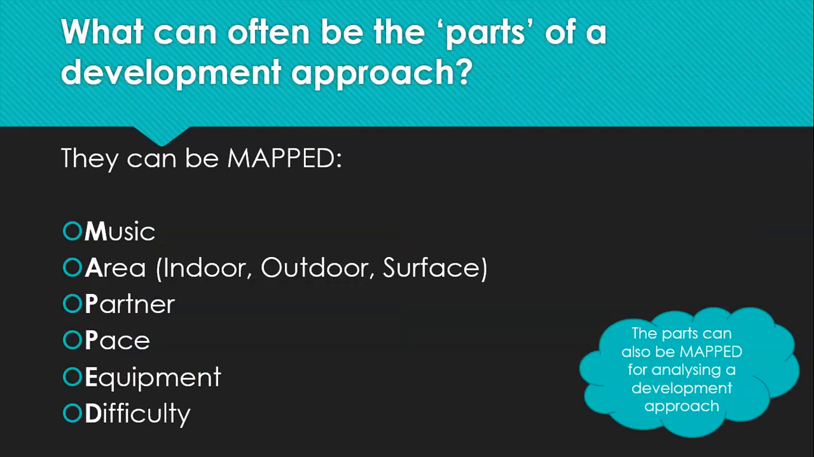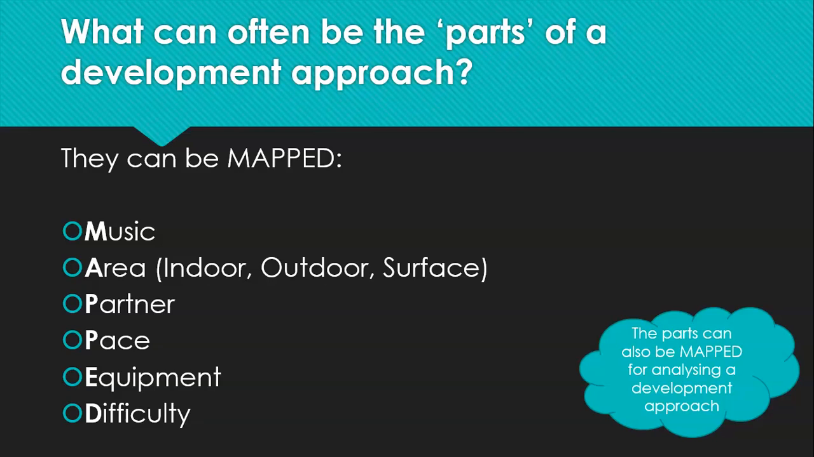So in terms of identifying the good or bad parts of our development approach, what are these parts? Well, the good thing is that they can be mapped. You can consider, did we use music? What was the area like that we worked in? Was it indoor, outdoor? What kind of surface did you work on? Did you use a partner? What was the pace of your program like? Did you use any equipment? What was the difficulty like? Were these things good or were they bad? And how did they influence your performance development?